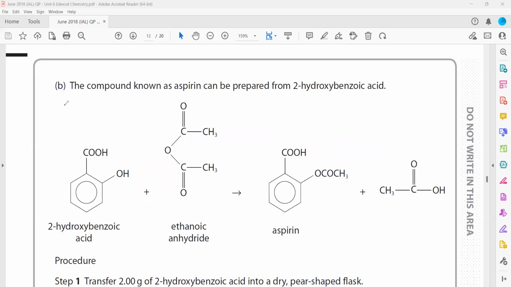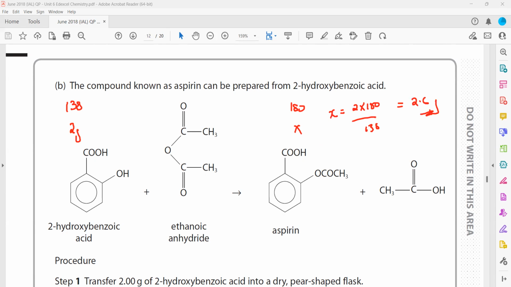So the ratio of the mass: if we have 138 grams of 2-hydroxybenzoic acid, we should get 180 grams of aspirin. And if we have 2 grams of 2-hydroxybenzoic acid, then how much aspirin should there be? X. So we cross multiply: 2 times 180 divided by 138. So theory suggests we should get 2.6 grams, but practically we are getting 1.7 only.